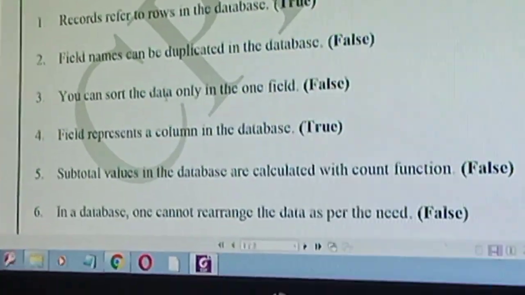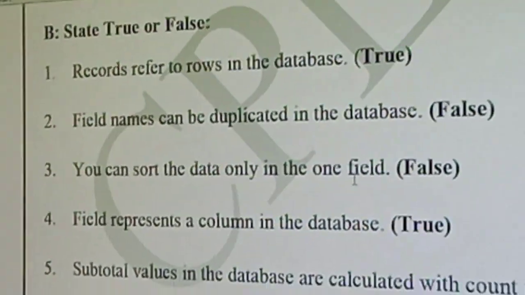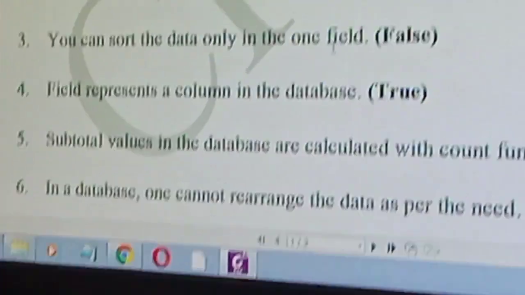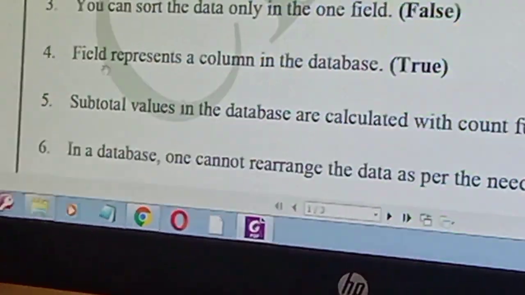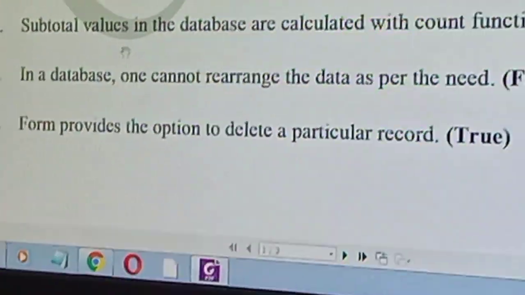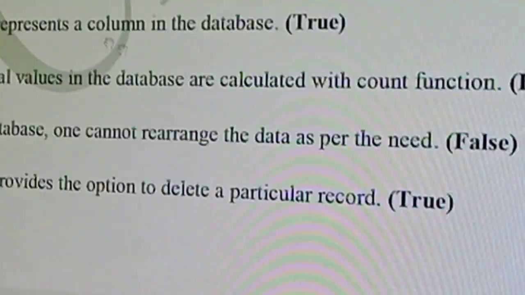You can sort the data only in one field. That is also false. No, you can sort in other fields also. That means you can make it ascending and descending order in other fields. Field represents a column in the database. That's true.